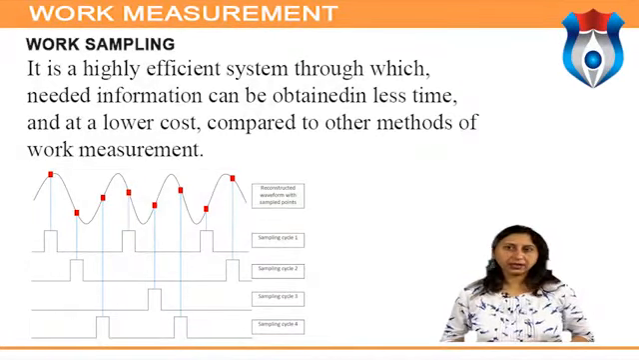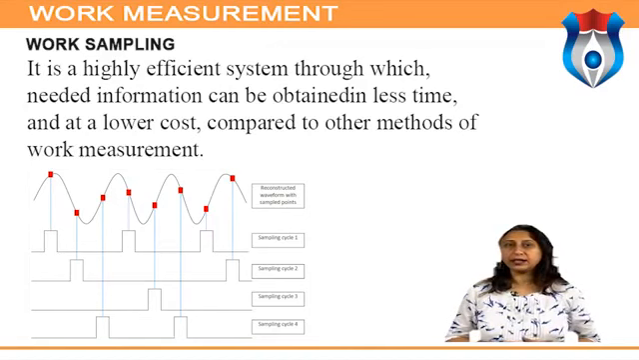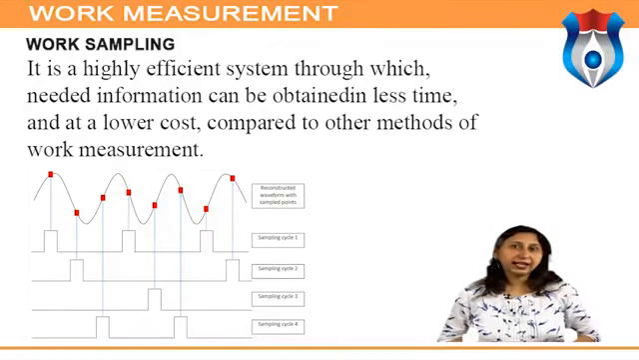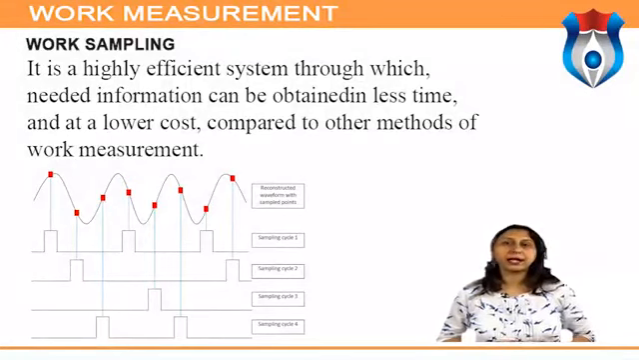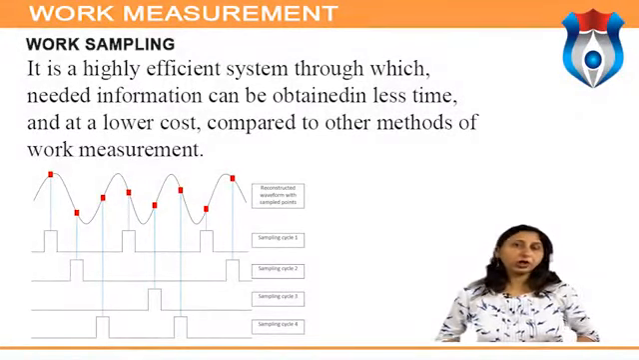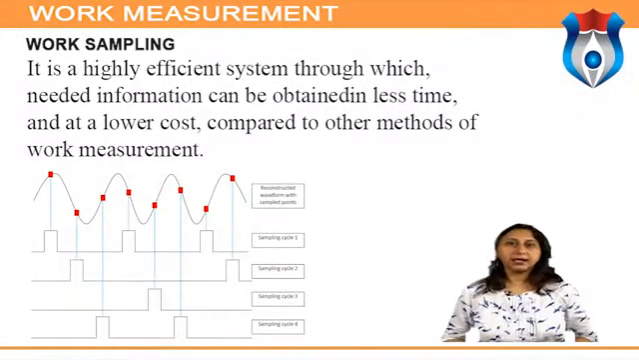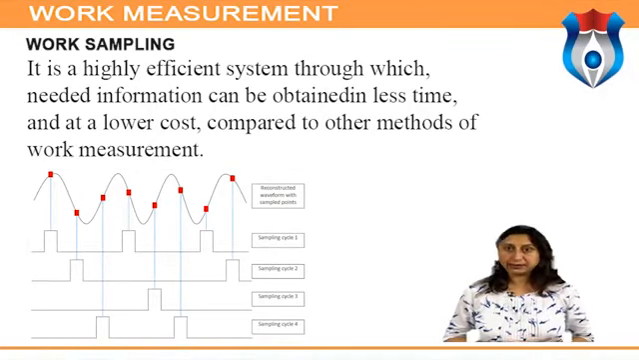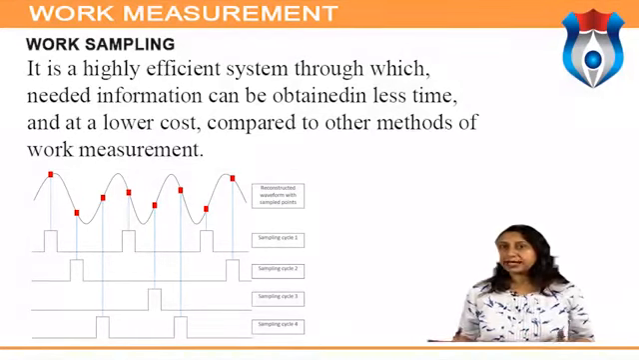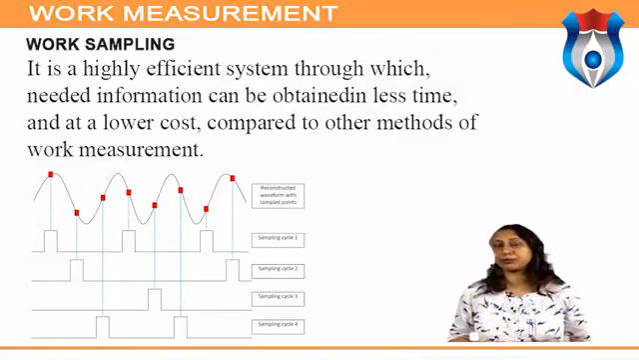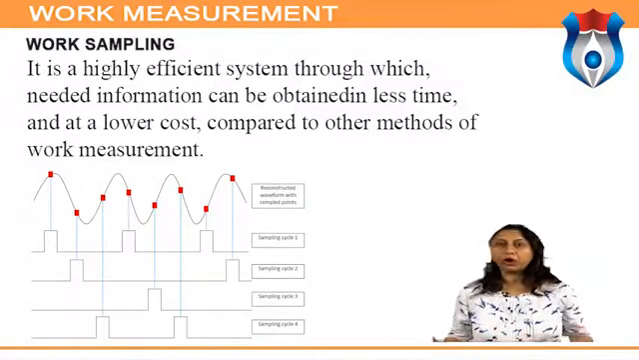It is also known as activity sampling, ratio delay study, random observations study, snap reading method, and observation ratio study. It is based on the laws of probability. A sample taken at random from a large group tends to have the same pattern of distribution as the large group or universe.